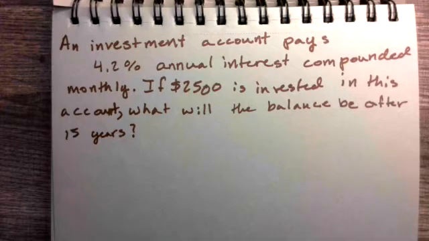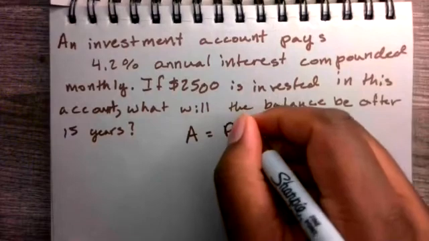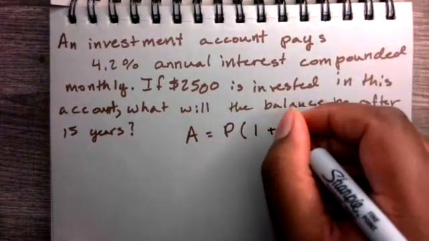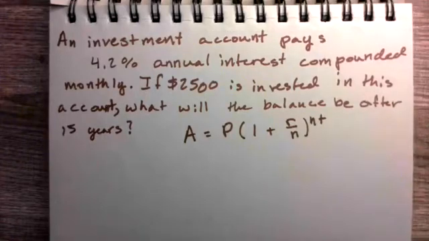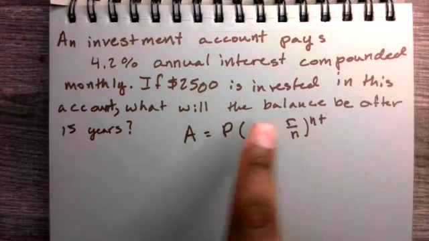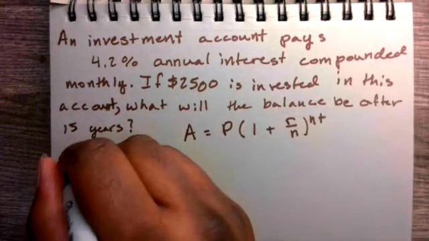So once again, let's see if we can remember what our formula is. Well, our formula was A equals principal times 1 plus r over n, to the nt. Now we're going to just plug and chug all of the things that we want. Now remember, what are we trying to find? What will be the balance after 15 years? So we're trying to find A in this case. That means we must be given everything else.